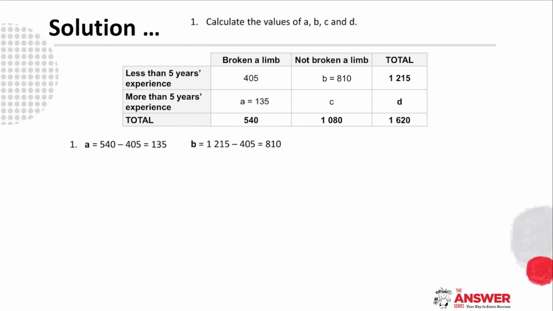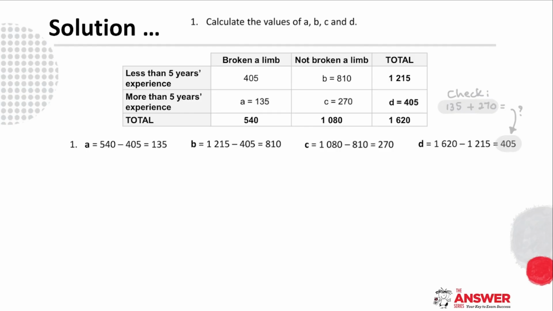Then, because we now have B's value, we can find C using the info in this column, 1,080 minus 810, which is 270. And finally, D we can find either using this column or this row. And because there are two ways to find D, finding it in both ways is a good way to check the accuracy of our calculations. Now that we have found all the information, we are ready to tackle question 2 and 3.